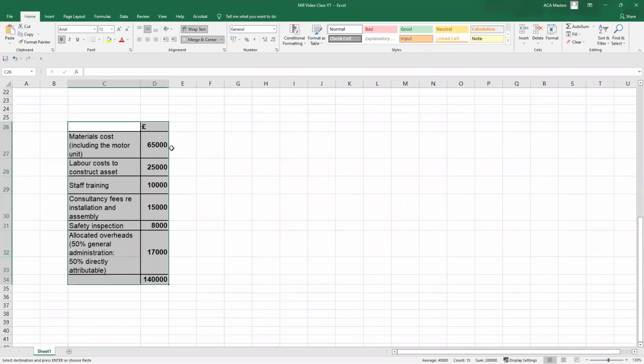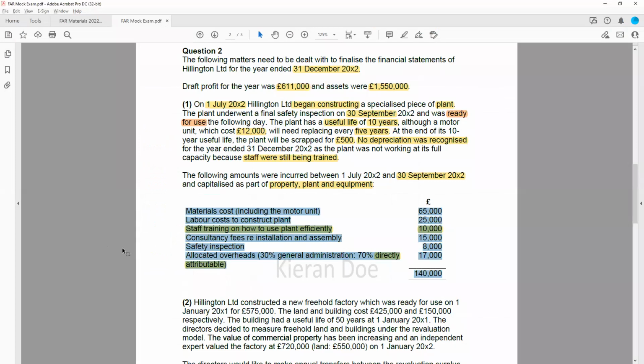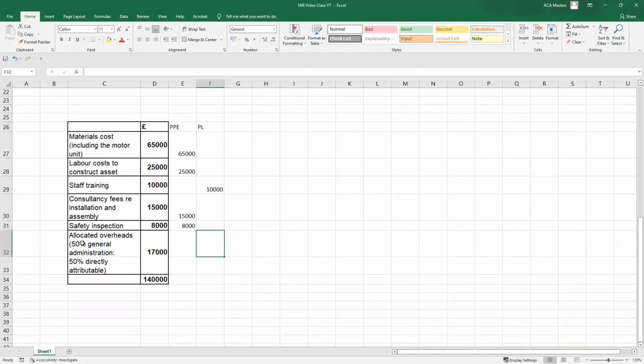But we've got these amounts here, so we know that some of it is going to be treated as PPE, some of it is going to be treated as an expense. So we've said that yes, the materials cost, that's definitely PPE, labor is, staff training should be expensed, consultancy, yes, safety inspection, yes, these are all directly attributable. These overheads, we've got it here. So the overheads was 70-30. So we've got 30 here for the general and 70 there for the directly attributable.